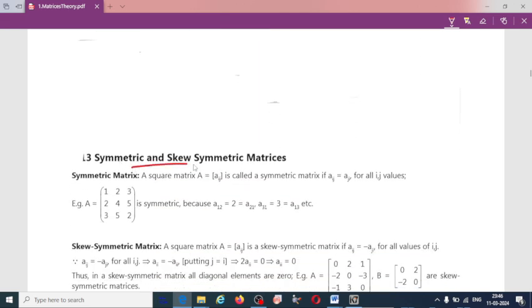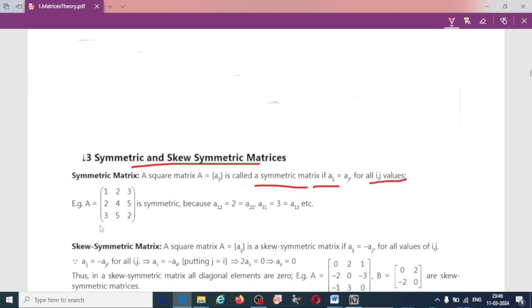Symmetric and skew symmetric matrix. Many questions have been asked in exams on this topic. So here, a square matrix is called a symmetric matrix if Aij is equal to Aji for all ith and jth positions.